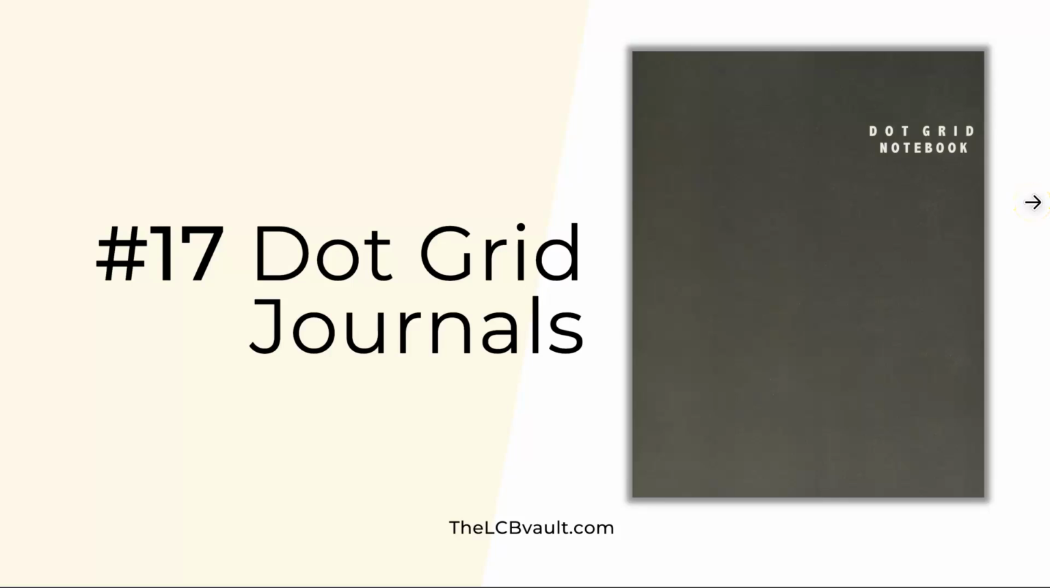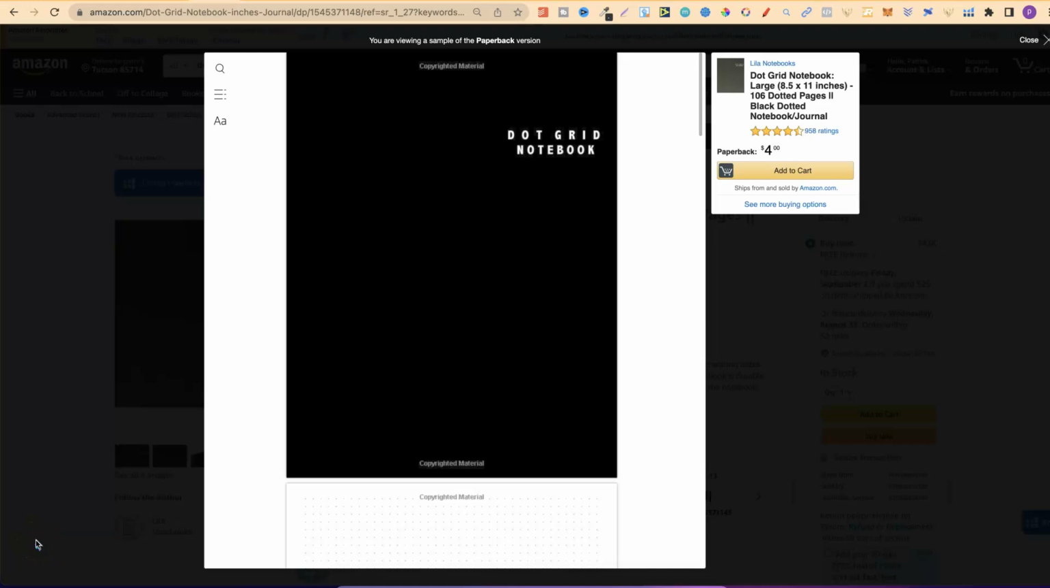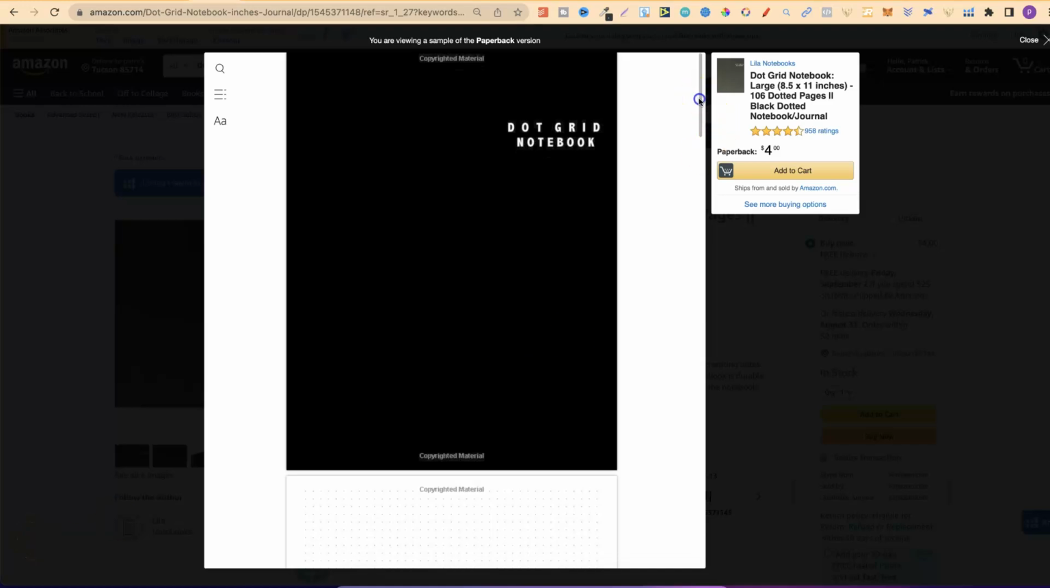Book number 17, and that's dot grid journals. Now, dot grid journals are another very simple book that you can create.